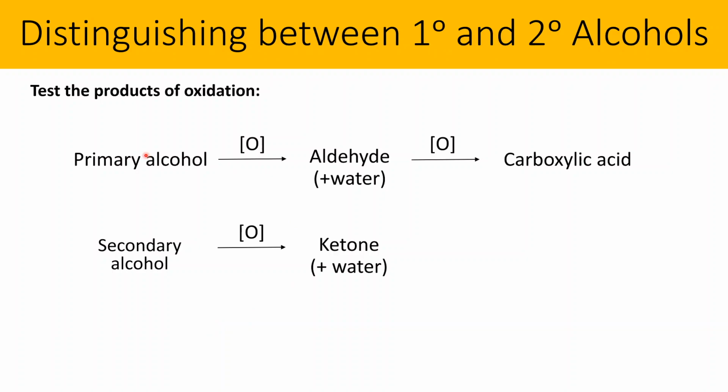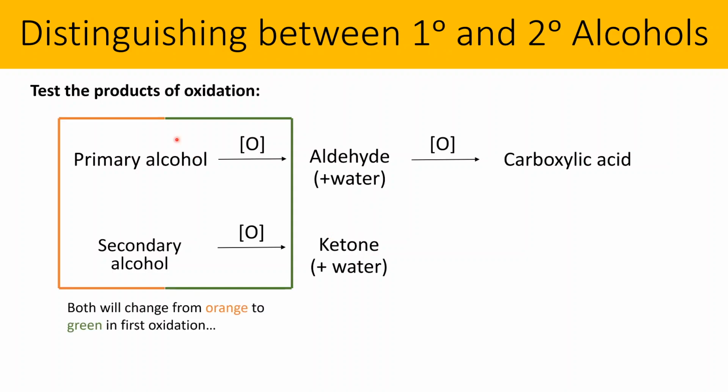Well, when we oxidise a primary alcohol, it turns into an aldehyde. When we oxidise a secondary alcohol, it turns into a ketone. So what we're actually going to do is test the products of oxidation. We're going to try and distinguish between the aldehyde and the ketone, because both of these in their initial oxidations give the same result, orange to green with acidified potassium dichromate.